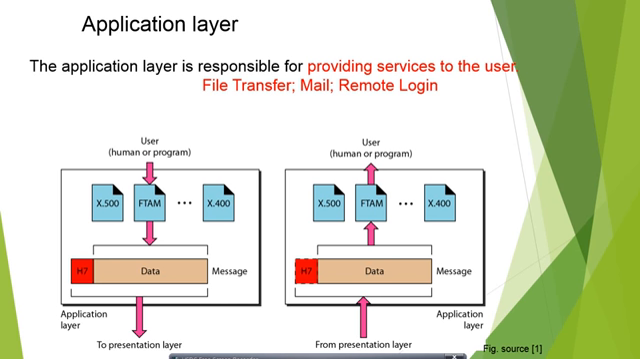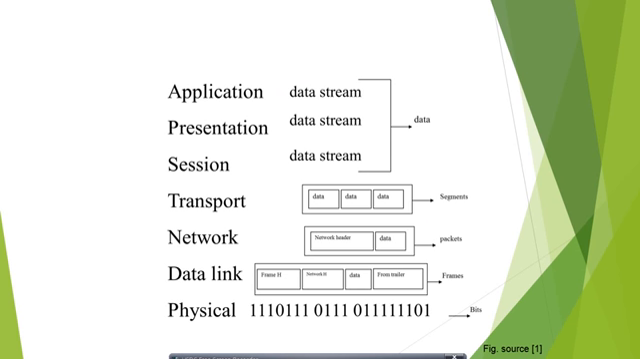Here in this figure we can see the user program. It may be human or a program. Three types of services are shown. X.500 is the service for directory service. FTAM is the service for file transfer, file access and management, and X.400 is the message handling service. This figure also shows the relationship between the presentation layer and application layer and how it is directly connected to the user.